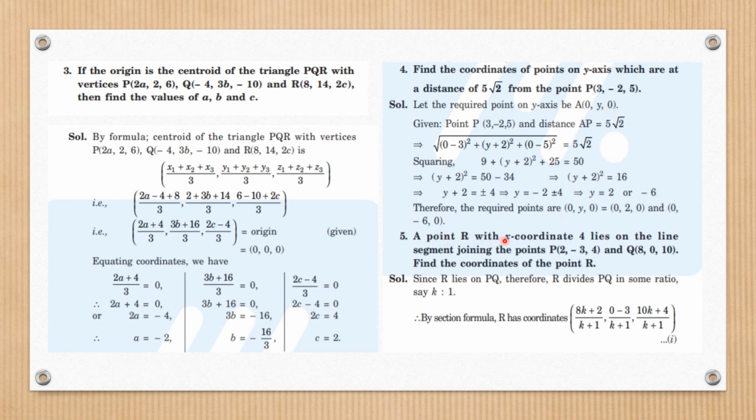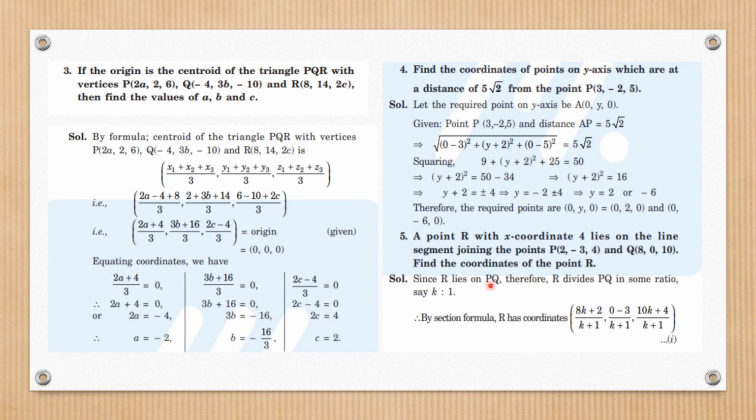Number 5 is: a point R with x coordinate 4 lies on the line segment joining the points P and Q. Find the coordinates of point R. Now don't get confused here. He is saying that x coordinate 4 does not mean that y and z are 0. So here I will take the coordinates of the point as (4, y, z).